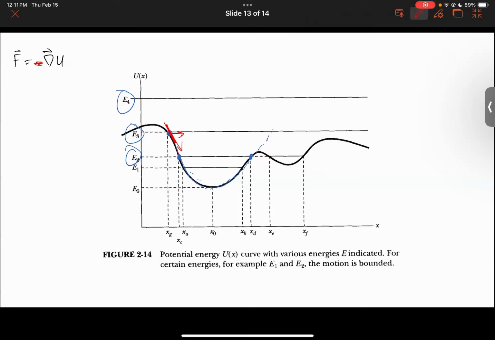Ganun din dito. Ito yung slope niya is negative, so gradient ng U is negative, and yung force ngayon is positive. So gagawin ng force is hilain niya pababang ganyan, hanggang sa dumating siya dito. Pagdating niya dito sa point na to, yung slope is 0, which means that there's no force. But meron siyang inertia, meron siyang velocity, di ba? So mangyayari is aakyat siya.